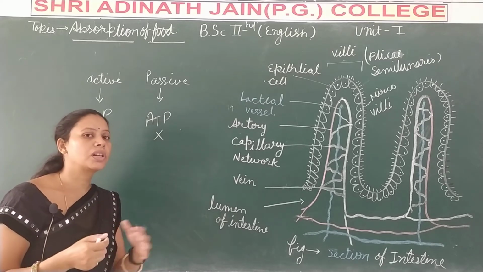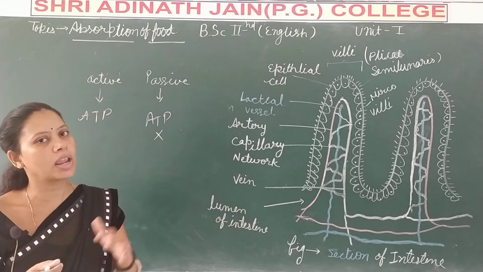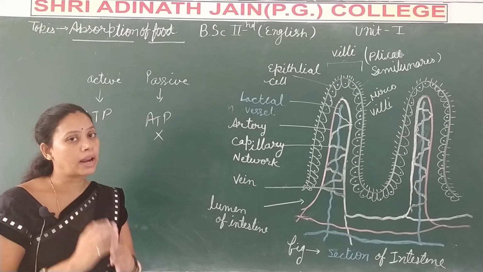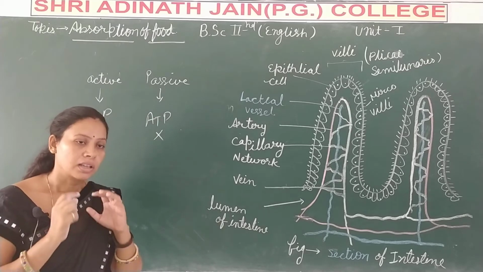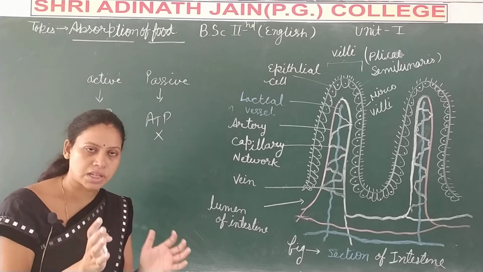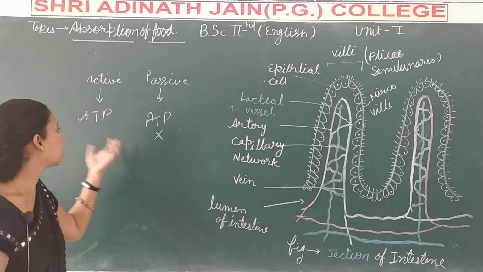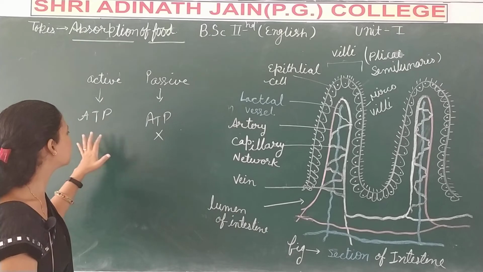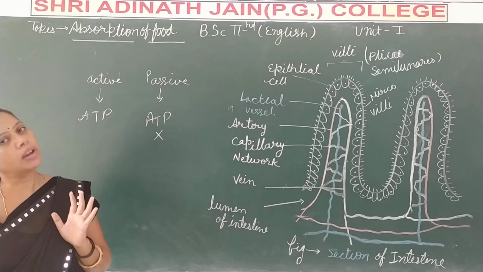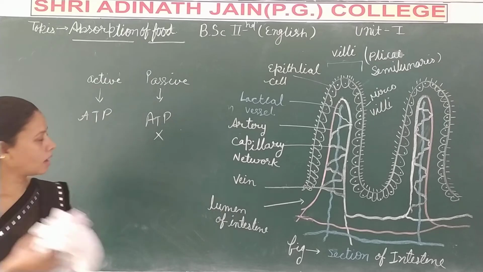In an active transportation, the food particles, whatever material is there, will be transported from the lower concentration area to the higher concentration area, so they require the energy. कि हमको क्या करना पड़ रहा है, ज़बरदस्ती पुश करना पड़ रहा है. ठीक है. So for that they require the energy, and that energy will be in the ATP form. Okay.